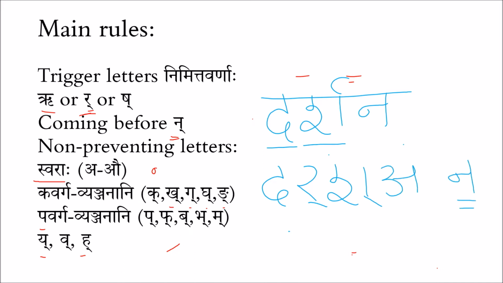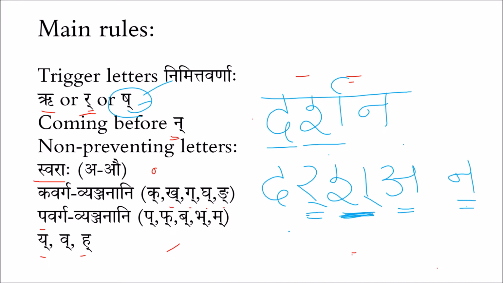Now does na change to Ṇa? Let's see, where is the trigger letter here? Is there a trigger letter? First we have to see. If there is no trigger letter, then na obviously doesn't change to Ṇa, it will remain as na. Now there is a trigger letter here, ra, but what are the in-between letters between the trigger letter and na? There are two letters here. One is sh, and a. Note that this sh is not the other sh. This is cerebral or murdhanya sh, and this is talavya or palatal sh. So this sh is different, so this is not a trigger letter.